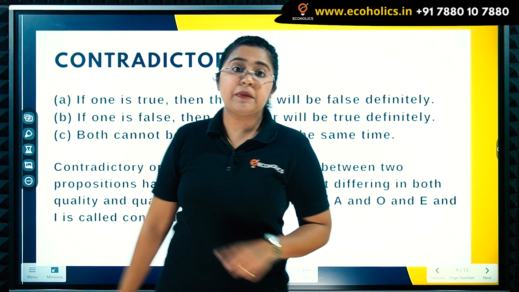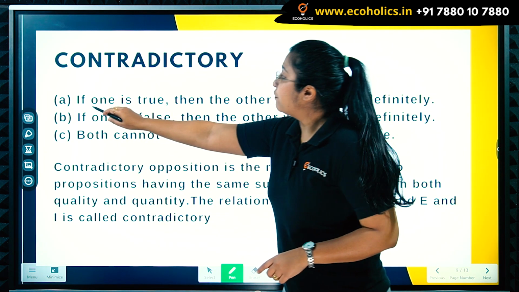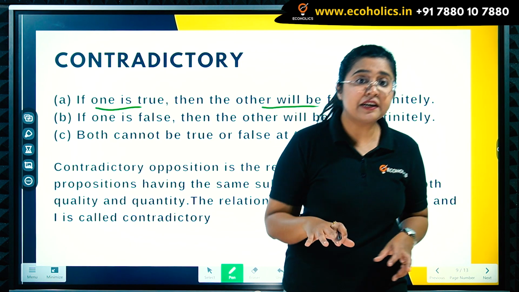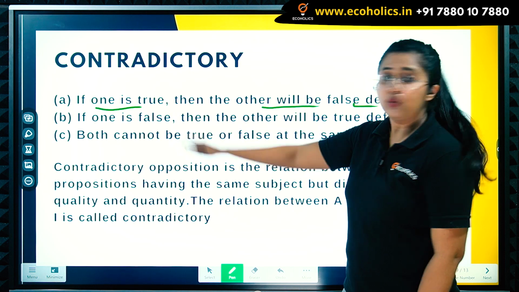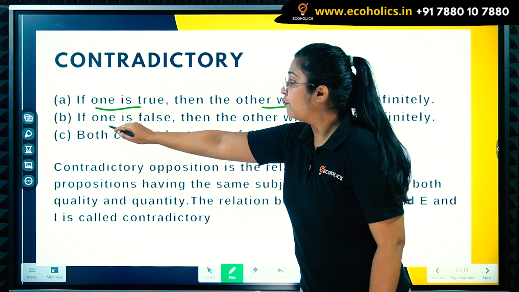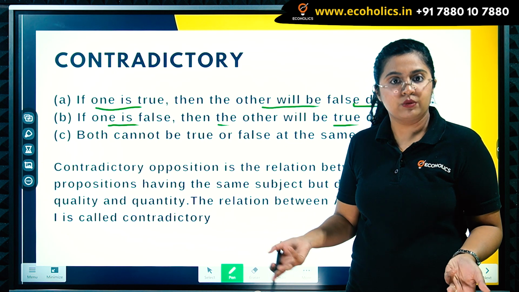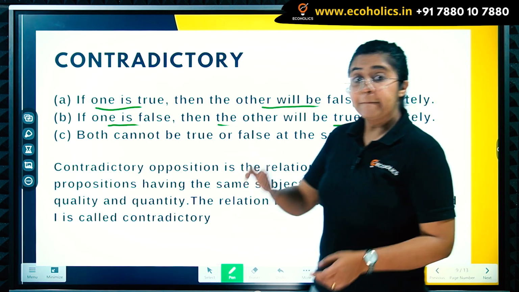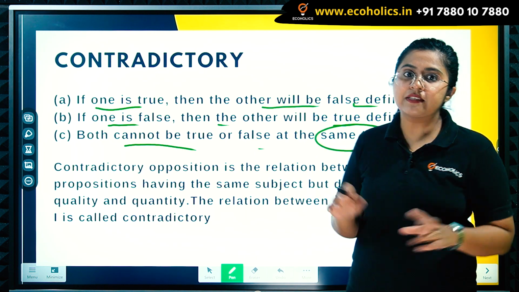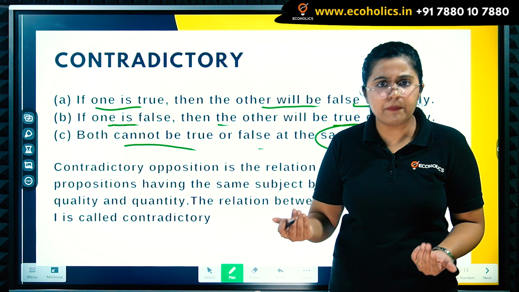Contradictory statements will be the one. Now, these are the rules that we have. The very first one is, if one is true, then the other is going to be definitely false. Second, if one is false, then the other will be definitely true. That's what the contradiction is all about. Both cannot be true or false at the same time. You cannot expect that two opposites can be true or false together. That's like a common logic.